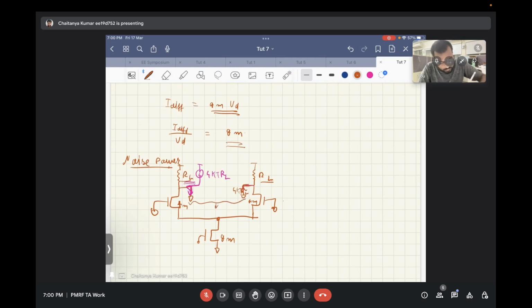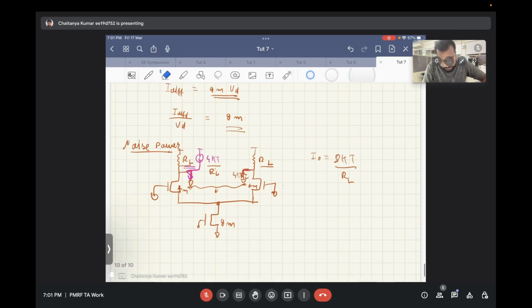So the total noise that we get: even though we are taking the difference of the current in this and this, since these two currents are uncorrelated, the overall power we will find out by adding the power of the two, since the cross correlation between the two is 0. So the I out noise will be 8 kT by RL.